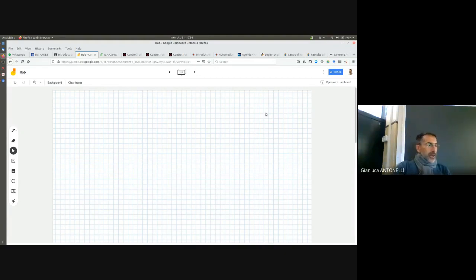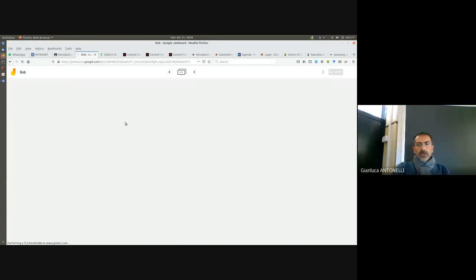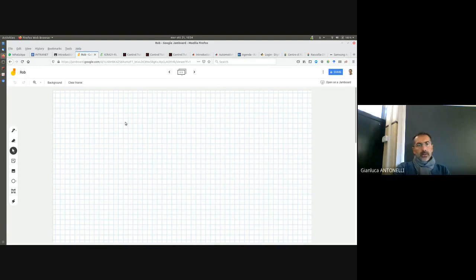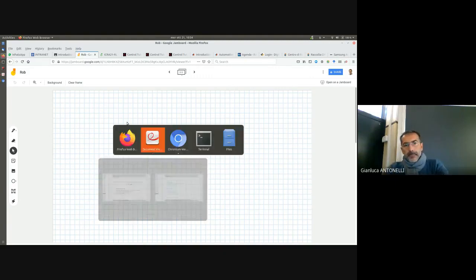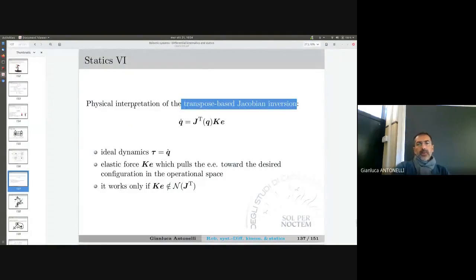No, Jamboard today is not working properly while the network is actually fine and the speed of the network is good. I can see from other applications, but Jamboard is not synchronizing. Okay, let me do it from here.